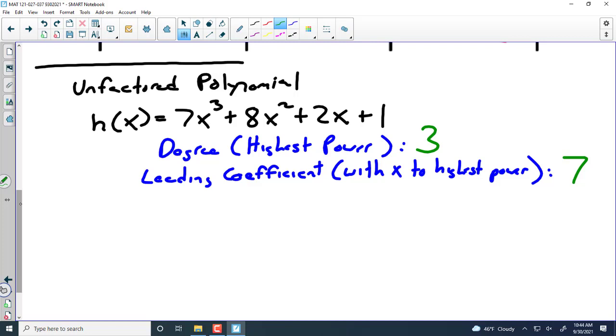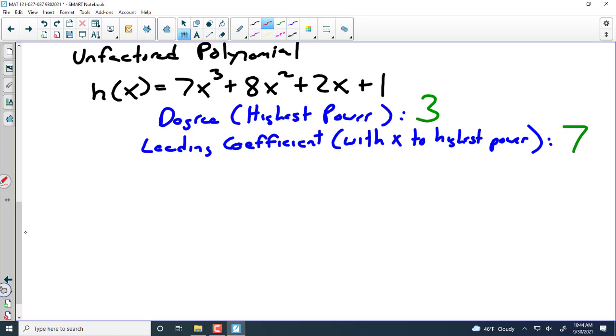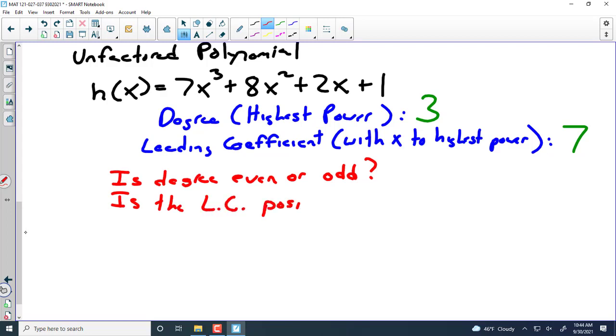It turns out what's going to be interesting to us later, everyone, so I'll give you a little heads up about that right now. The question we're going to be asking ourselves is this. Is the degree even or odd? And is the leading coefficient positive or negative? Those are the questions we need to ask ourselves after we identify the degree and the leading coefficient. Now, I'll tell you why we need to ask those questions later. But for right now, just keep it in your minds that after we identify a degree and after we identify a leading coefficient, we're going to ask these two questions about our degree and leading coefficient.